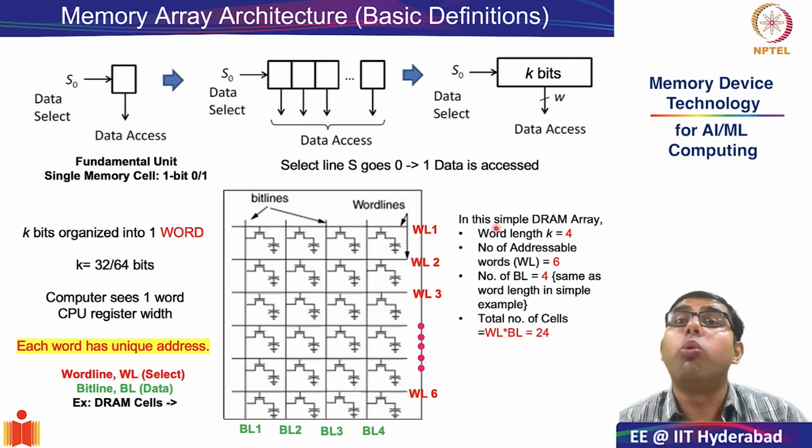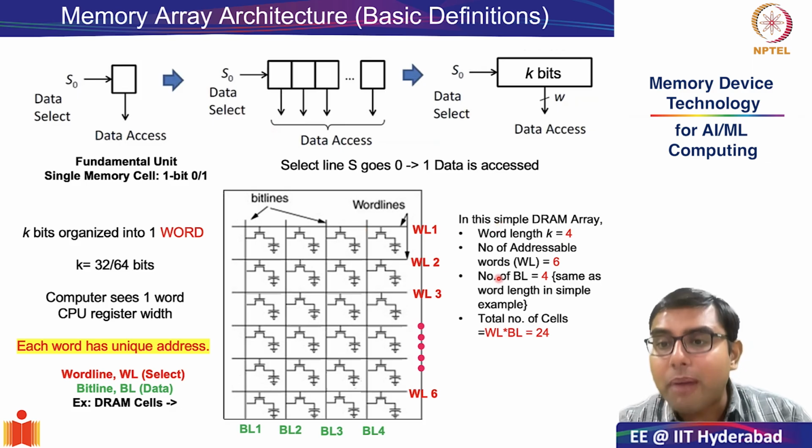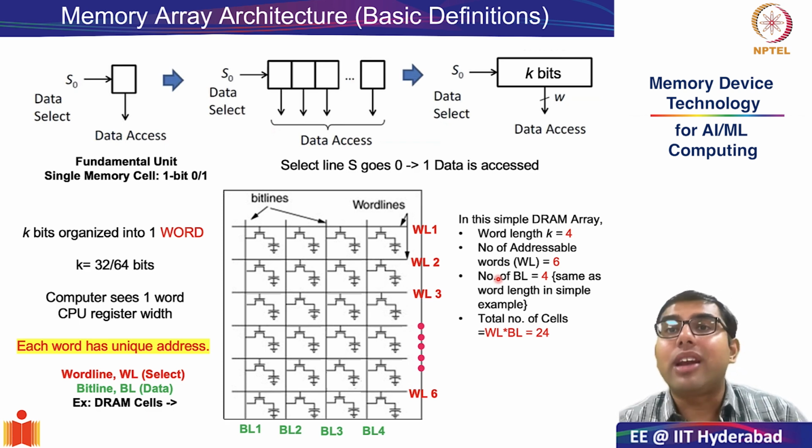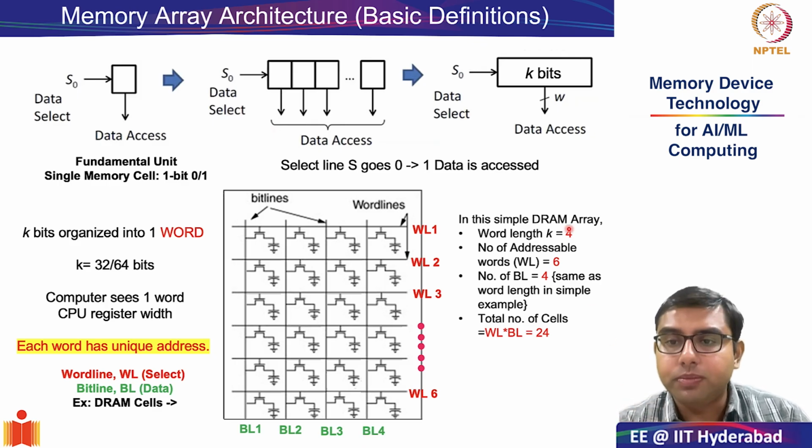Therefore, the word length and the number of bit lines is the same in this particular array, and the number, as you can count, is 1, 2, 3 and 4. So bit line 1, bit line 2, bit line 3, bit line 4 will give you 4 bits of information, which in this simple array will also be the word length.